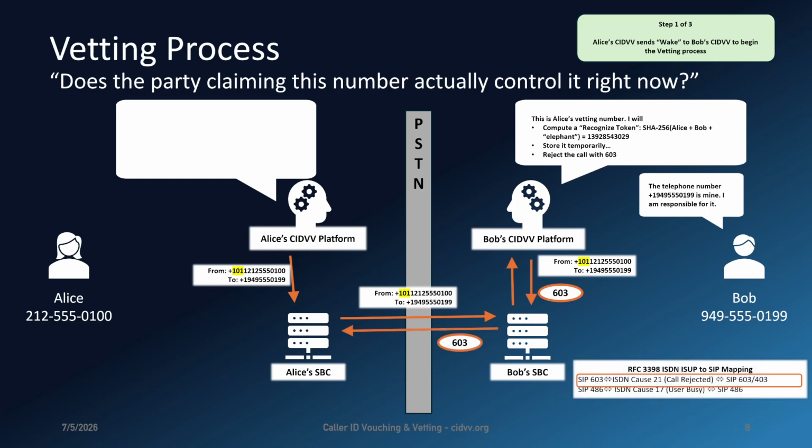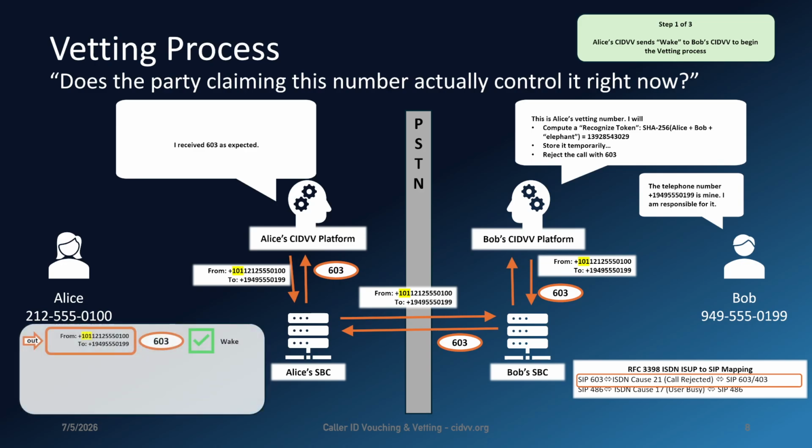603 gets back, it makes its way across the PSTN, and a 603 survives as a rejection. Okay, it may come across as a 403, but either way, if it has to bounce between ISDN and SIP, it survives as a rejection back to Alice's platform. So Alice's CIDVV platform receives a rejection and says, well, that's good. I received a 603 as expected. That is considered a successful wake call.